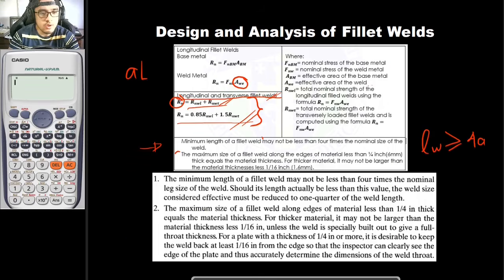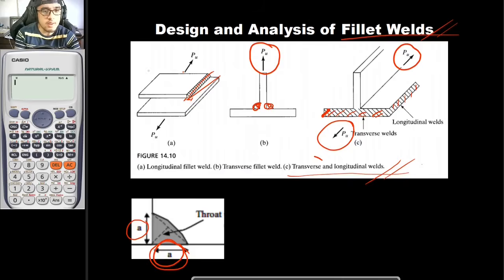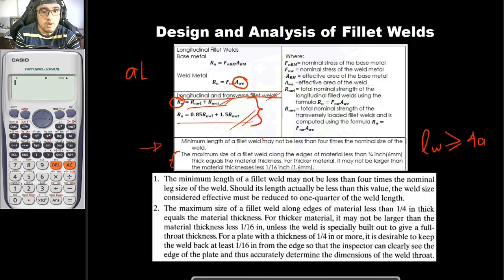Take note also in this statement right here that the maximum size of a fillet weld along the edges of a material less than 1/4 inch or 6 mm thick is equal to the material thickness. Meaning that if this plate, for example, has a thickness of 6 mm, the size of your weld is to be 6 mm, or it would cover the whole of it. However, for a material thicker than 6 mm, it may not be larger than the material thickness less 1/16 of an inch.